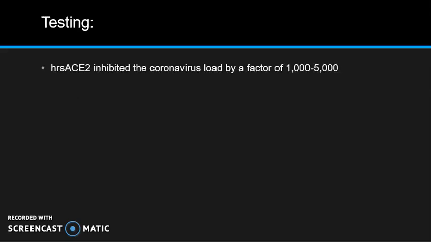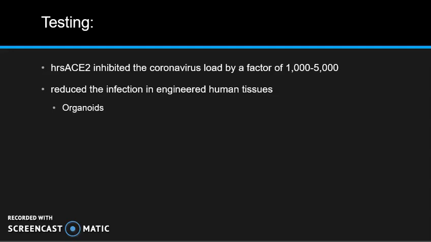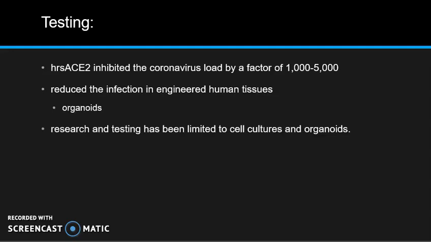In cell cultures that were analyzed in current studies, hrsACE2 inhibited the coronavirus load by a factor of 1,000 to 5,000. Clinical-grade hrsACE2 also reduced the infection in engineered human tissues, known as organoids. So far, research and testing has been limited to these cell structures and organoids.